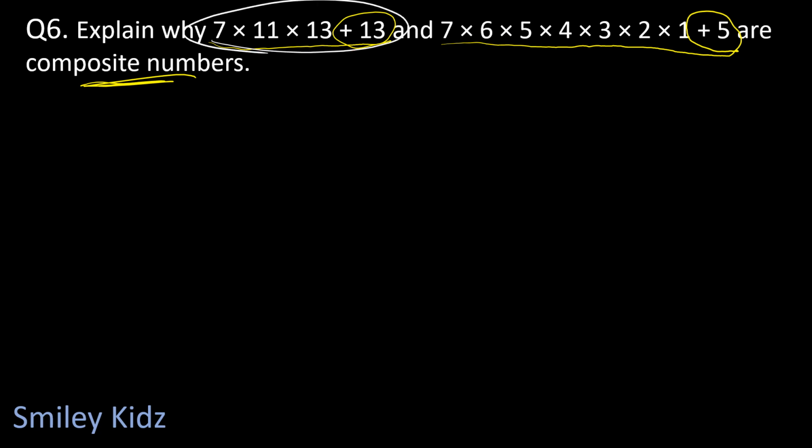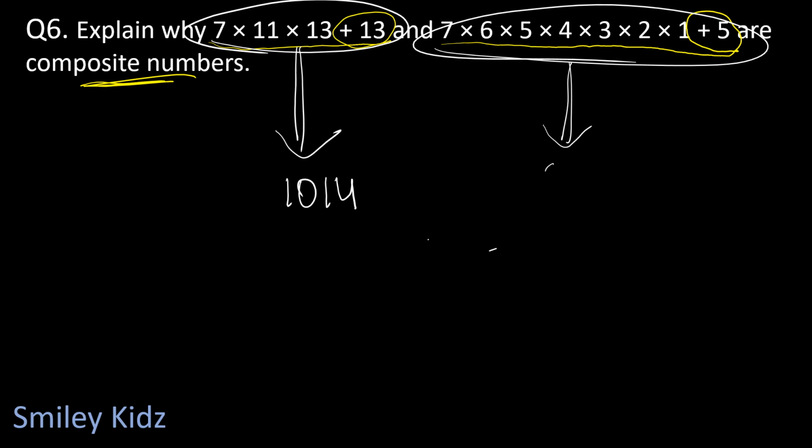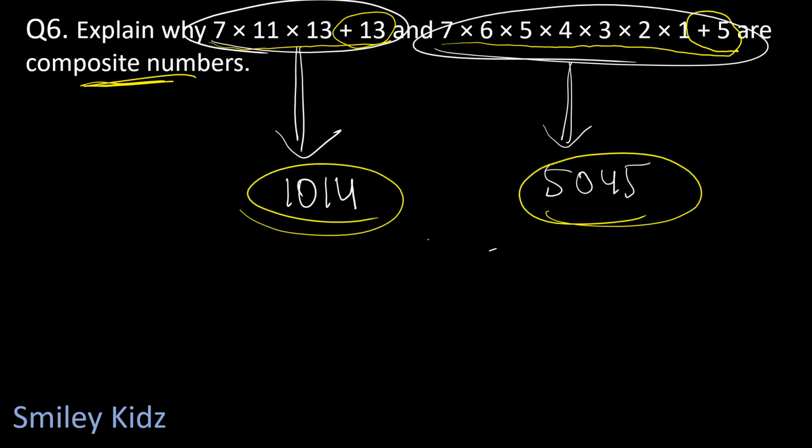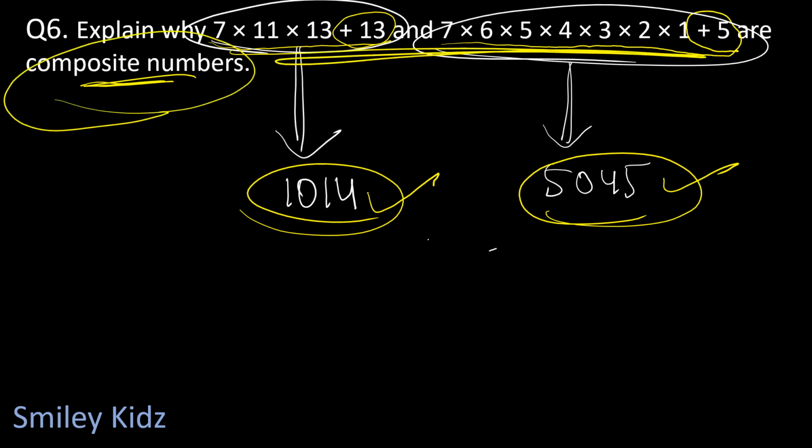And we observe that the first expression is resulting in 1014 and the second expression is resulting in 5045. And both of these two numbers can be expressed as a product of prime factors, isn't it? And since they can be expressed in the product of the prime factors, the numbers 1015 and 5045, or the expressions given in the question, are definitely composite numbers. That's because they can be expressed as a product of primes.